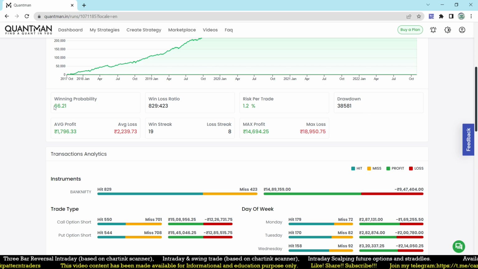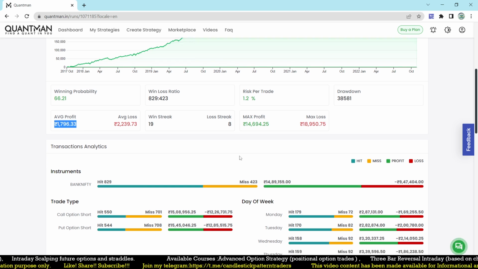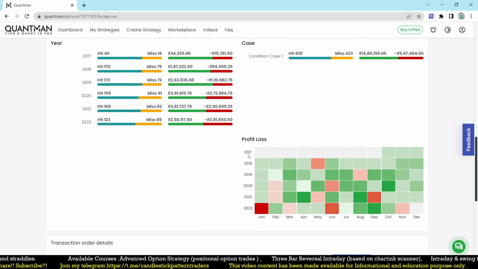The accuracy of the system is 66%, and the average daily profit is about 1,796. Here you can get full details, almost 5 years. Almost 11 months were in negative, and the remaining are minimum profit or profitable months. So almost 16 months are taken.